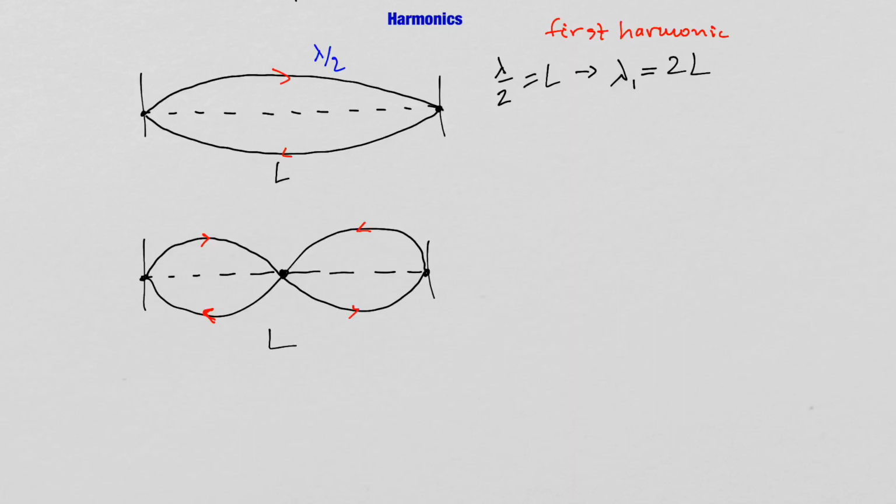So the relationship between the wavelength of the wave and the length of the string is: this is lambda over 2, this is lambda over 2, this is lambda over 2, and this is lambda over 2. So we have lambda over 2 times 2 is equal to L, or in other words, lambda 2 is equal to L. So this is the second harmonic.